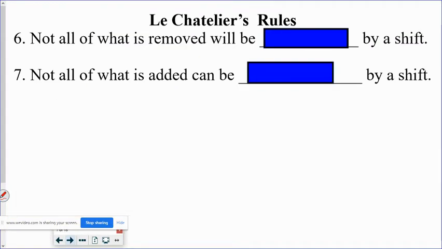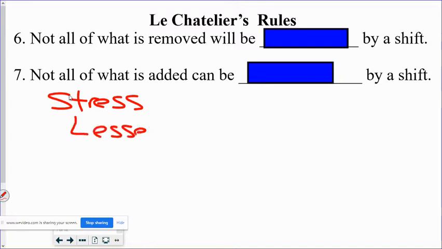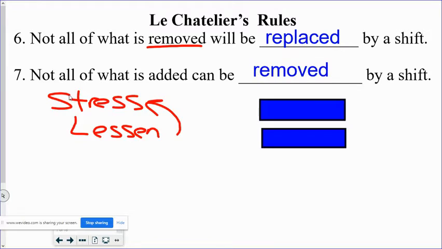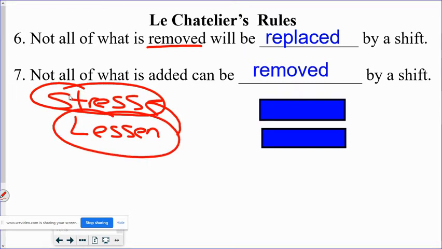So with Le Chatelier's principle, you're going to stress out the reaction, and it's going to shift to lessen said stress. So if I remove something, it's going to try to replace it by a shift. And if I add something, it's going to try to remove that. So whatever my stress is, the reaction is going to shift to lessen that stress, to reduce that stress.